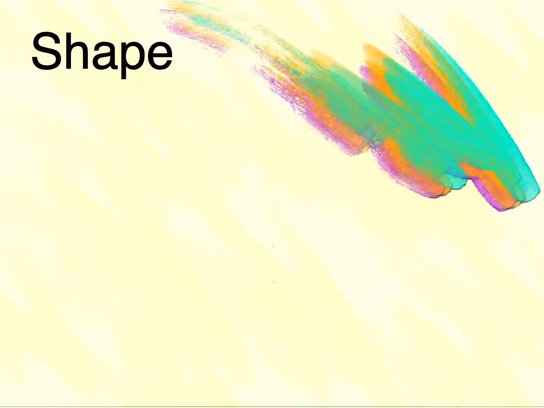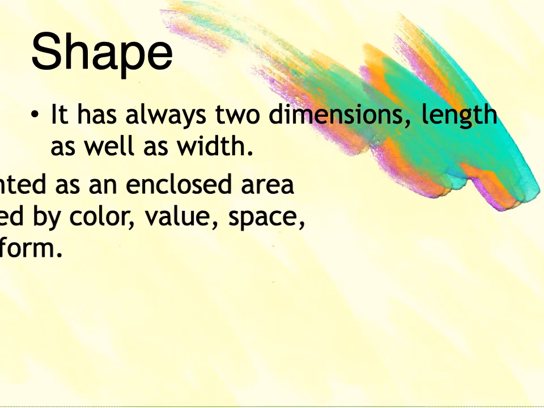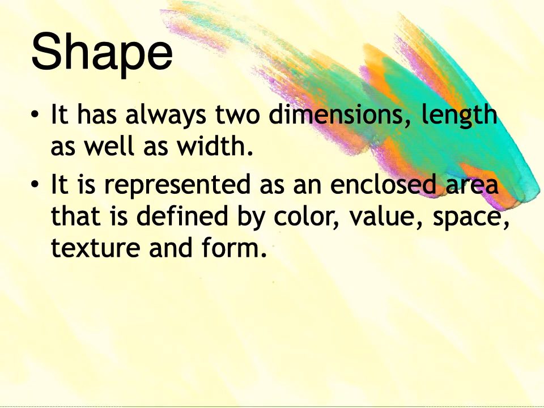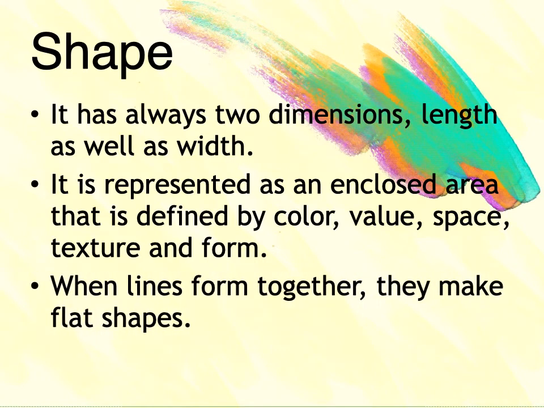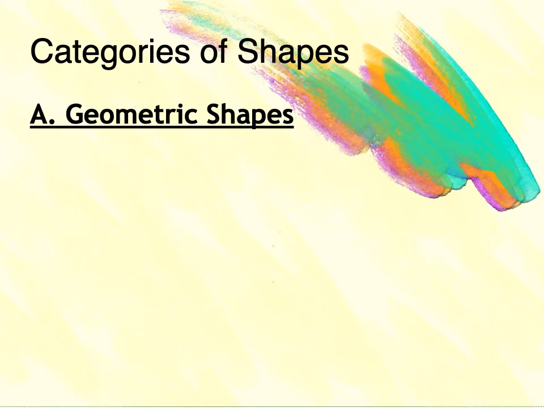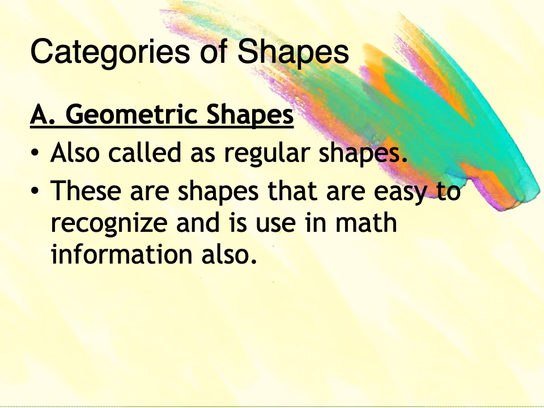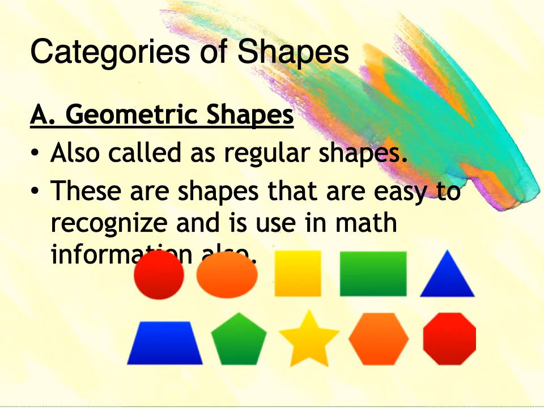Then we have shape. Shape always has 2 dimensions, length as well as width. It's represented by an enclosed area that is defined by color, value, space, texture, and form. When lines form together, they make flat shapes. So shapes are the ones you're used to, the geometric shapes, also called regular shapes. These are the shapes that are easy to recognize and use in math also. So your circle, your squares, your rectangle, your triangles, your pentagon, hexagon, star, octagon.